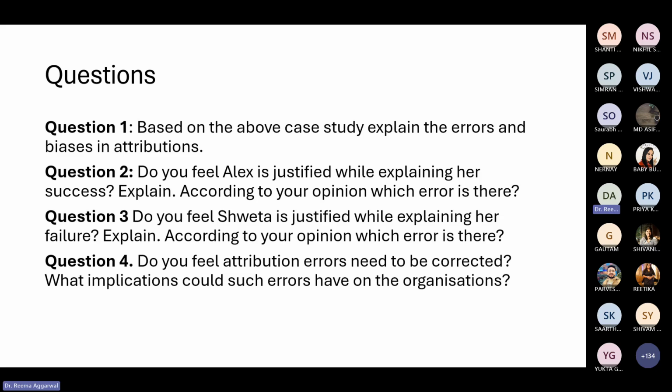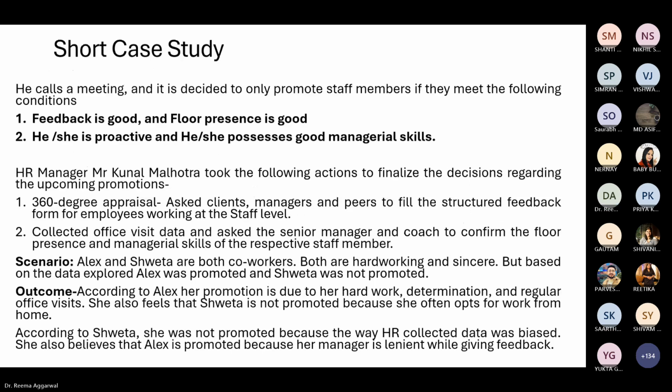So do you feel attribution error needs to be corrected? The answer is yes. What implication could such errors have on the organization? What implications could be there? क्या हो सकता है इसका result? Loss of trust. Loss of interest हो सकता है. They might end up into a fight.